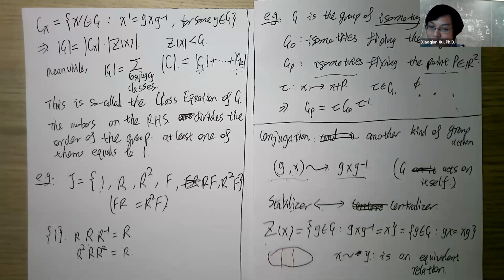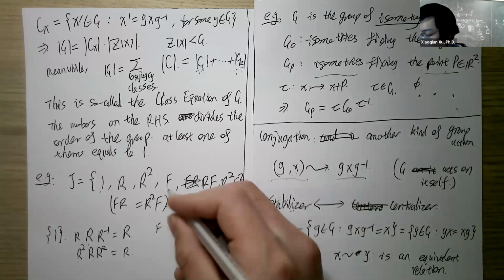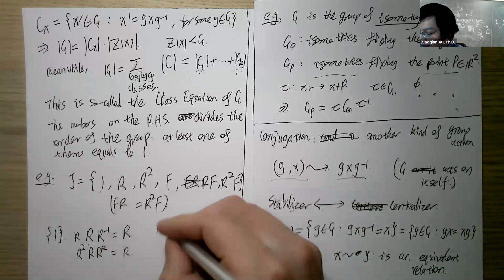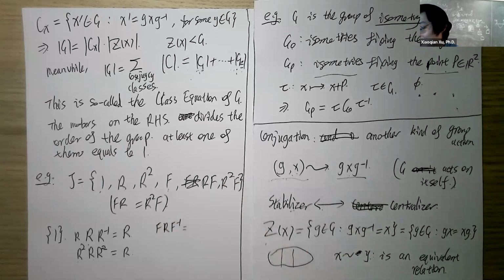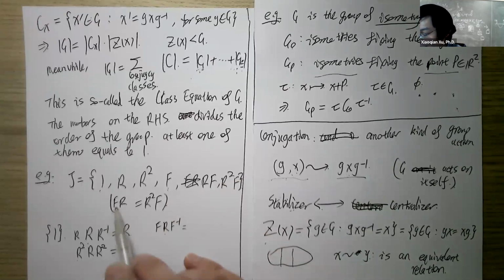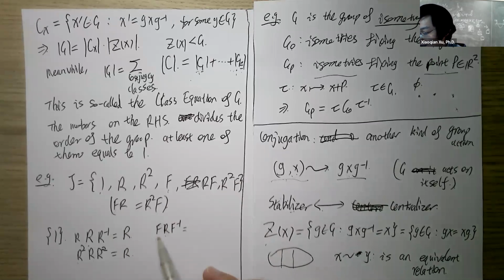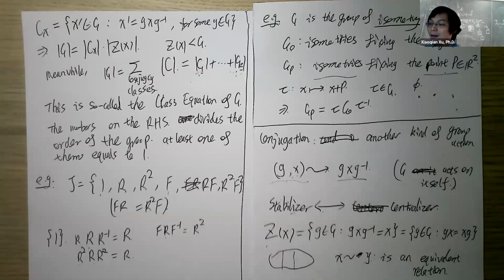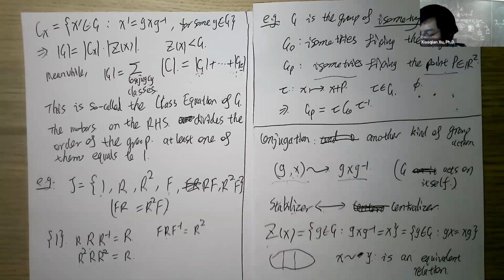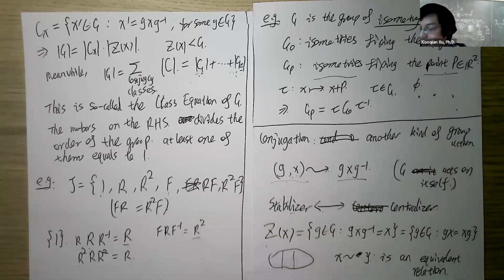Now, something not so trivial happens. What if you use F acting on this R? This is not so easy. What is it? It should be R square, right? Because FR equals R square F. So FR is R square F, and F and F inverse cancel. So it equals R square. We find the orbit, or the conjugacy class, must at least contain R and R square.